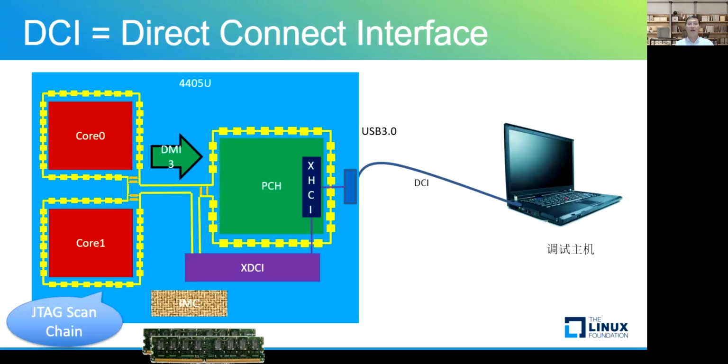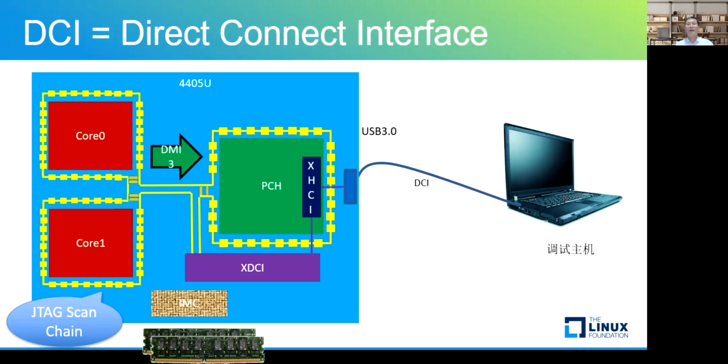For DCI, actually, it was introduced by Skylake in 2016. I believe it's a very good technology. It brings the powerful ITP, that's JTAG scan chain technology, to a USB connector, which makes connection very easy.